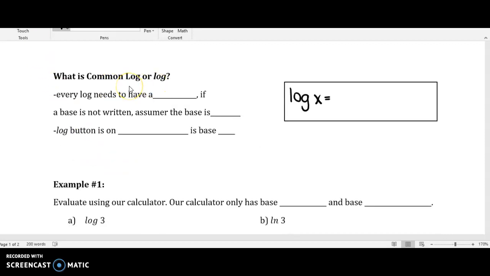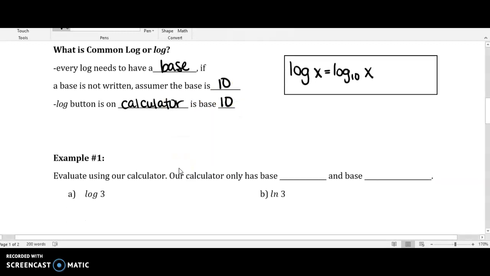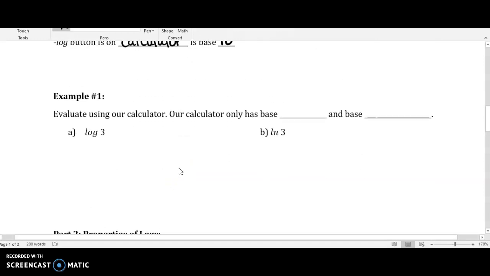So now we have common logs. If you ever see log of x, where there is no base number, that is your common log. And the common log has a base of 10. So if there's nothing written there, we just assume that it's a 10. Every log needs to have a base, and if it's not written, we assume the base is 10. There is a log button on your calculator, and its base is 10. There's no button on your calculator that has a log with a base of 3. It is always 10.